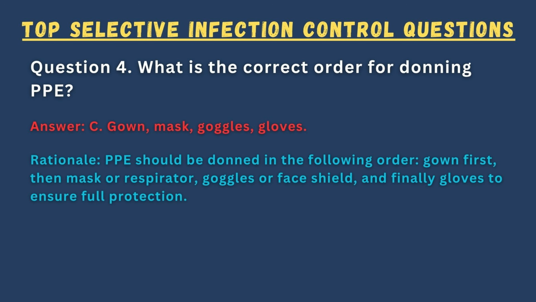Answer. C. Gown, mask, goggles, gloves. Rationale. PPE should be donned in the following order. Gown first, then mask or respirator, goggles or face shield, and finally gloves to ensure full protection.